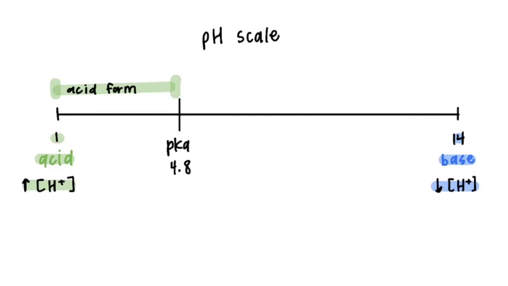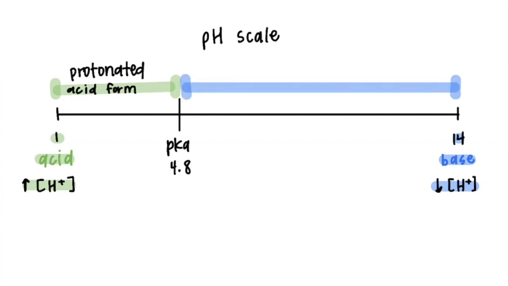The definition of a Bronsted-Lowry acid is that it donates protons. So the acid form is going to have a proton or be protonated so that it is able to eventually donate that proton when need be. If you're able to visualize the pH scale as a number line, any pH to the left of the pKa is going to be in the acid form and it is going to be protonated.